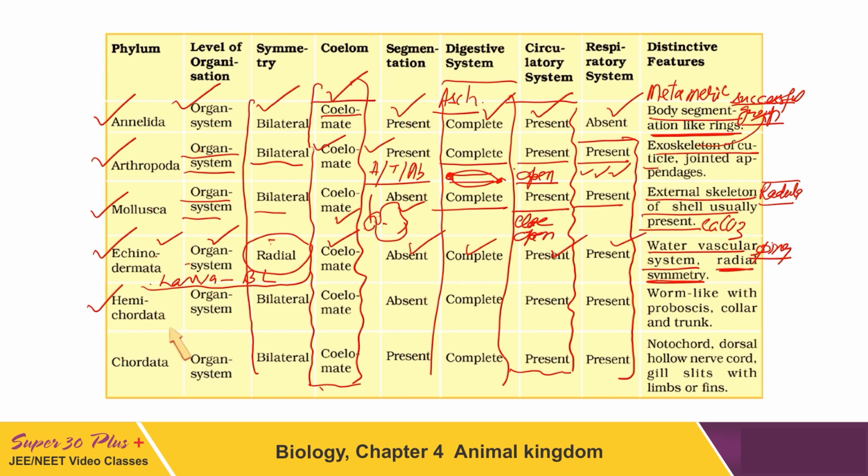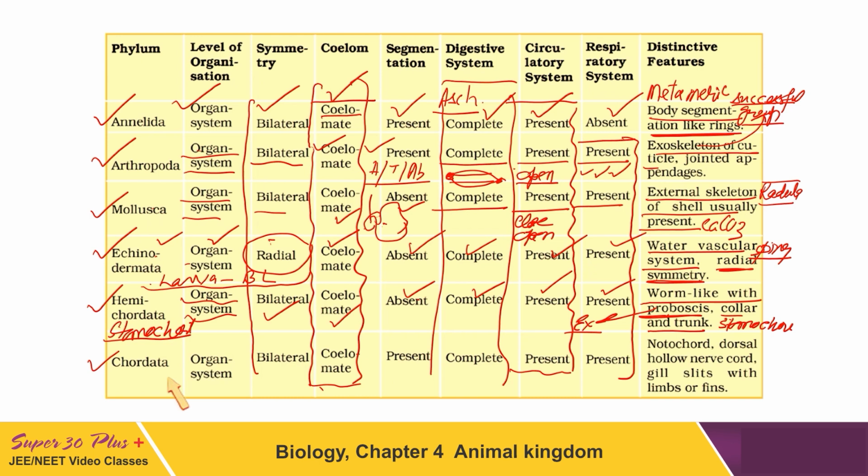Then hemichordata, come on. Neither are these chordates nor non-chordates, in between. Organ system, they have stomochord, they don't have notochord. Can I write stomochord here? They have stomochord present in the case of hemichordates. Bilateral symmetry, coelom is there. What is absent here? Segmentation is absent. Then complete digestive system, circulatory system present. These are worm-like. The body is having three parts: proboscis, collar, and trunk. Collar is having what? Stomochord is present in the collar, and respiration is done by the proboscis.